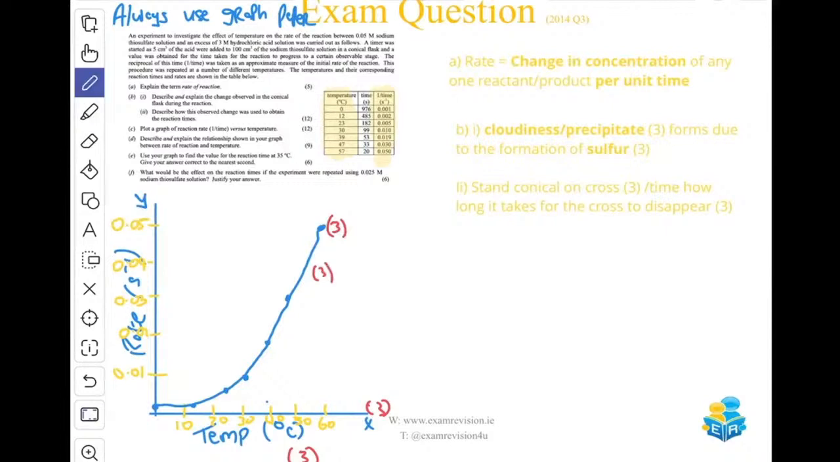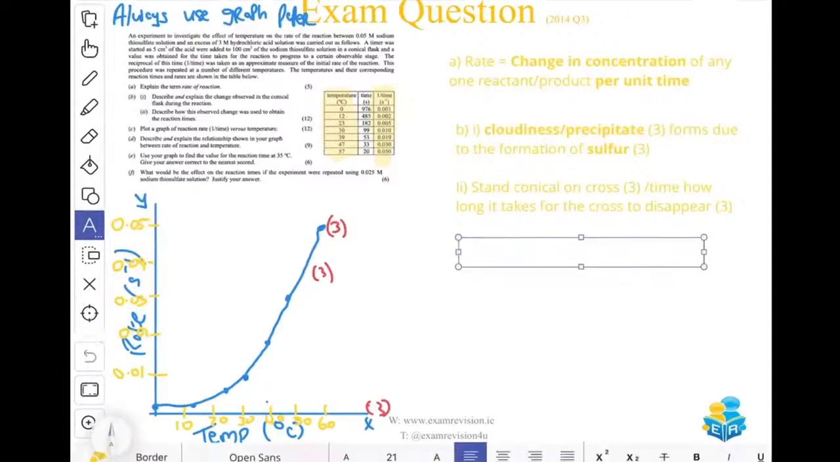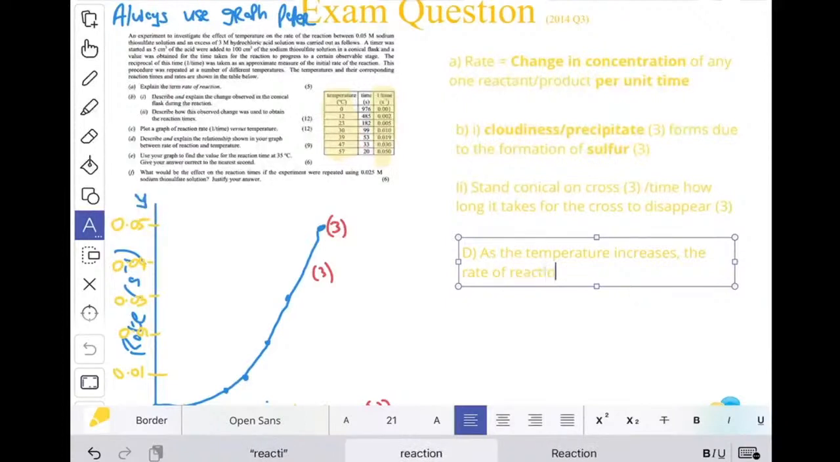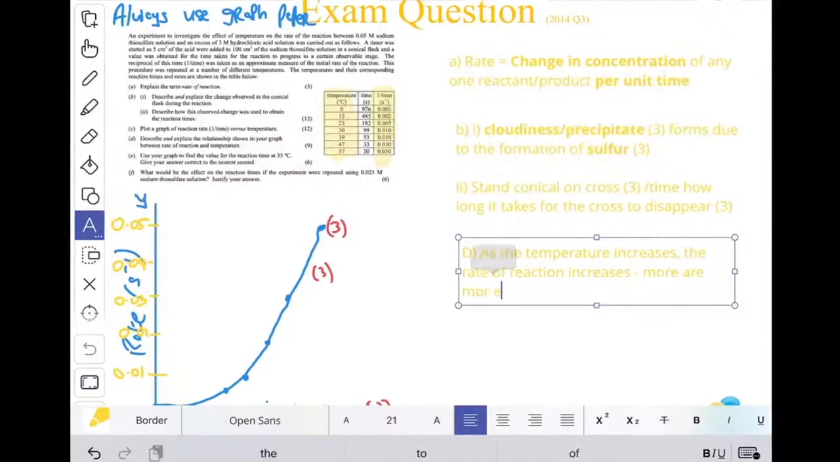Then it says describe and explain the relationship shown in your graph between the rate of reaction and the temperature. So that's a lovely question. This is part D. For part D, we are looking at the relationship. We can see that as the temperature increases, the rate of reaction increases. Now it says describe and explain. So to explain this then, you would say that there are more effective collisions occurring.